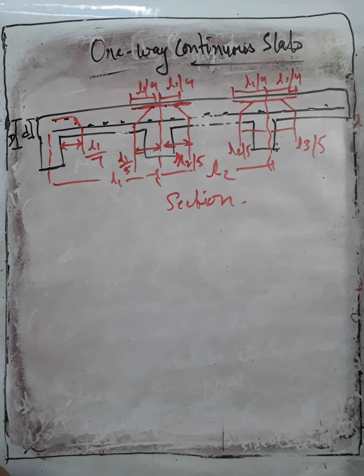So in this way you have to draw the diagram, and for solving that one-way continuous slab you have to follow these points.